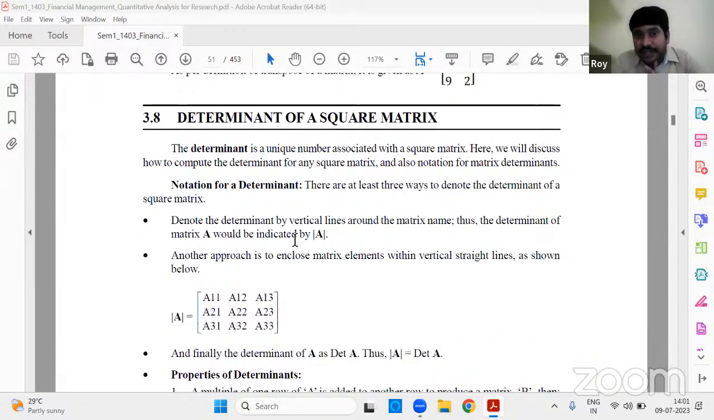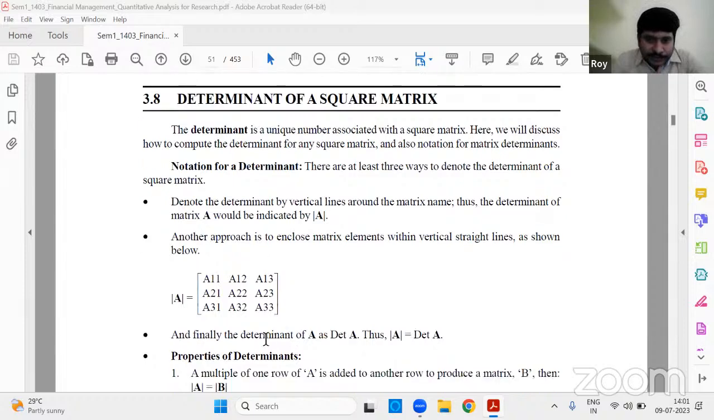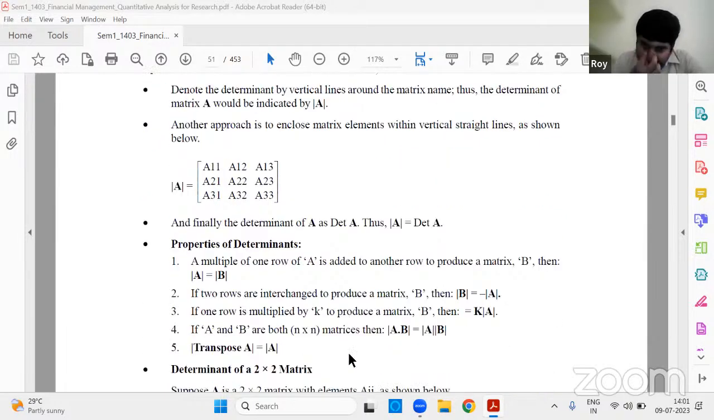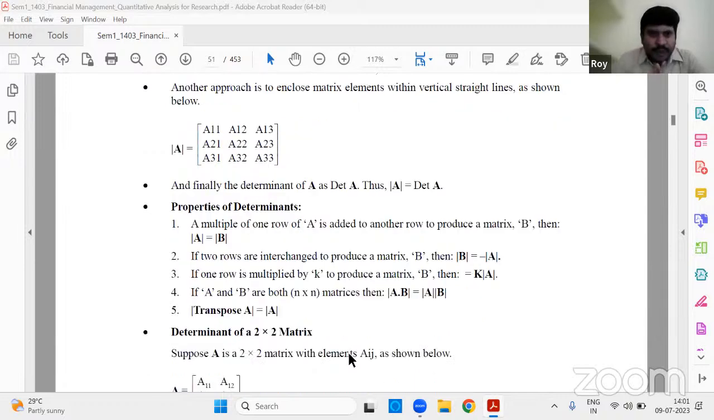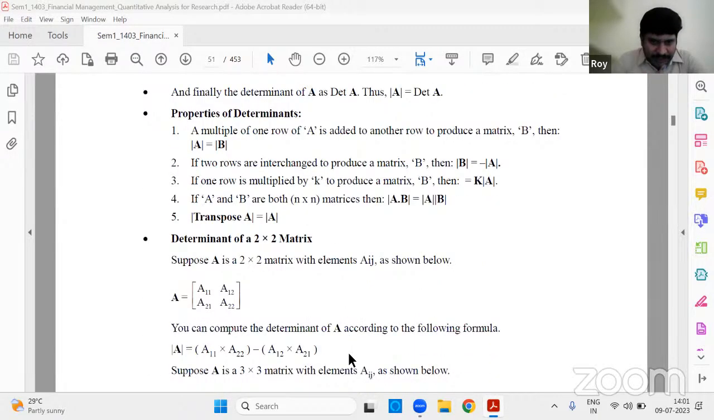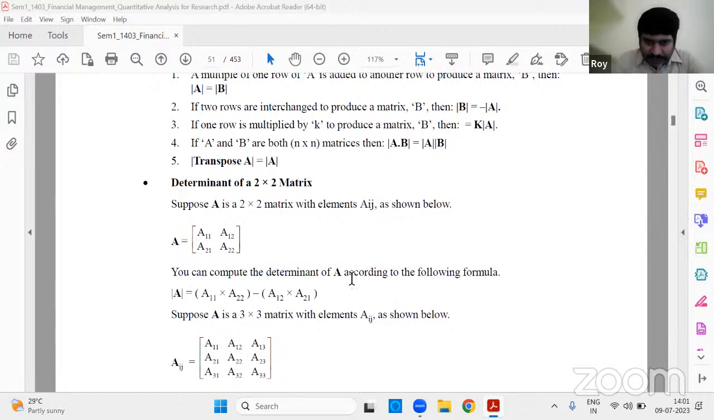Now, the determinant of a square matrix. Properties of determinants. Let us take this. We can compute the determinant according to the following formula. How will we identify the determinant? Very simple. See this. I am going into the example directly.